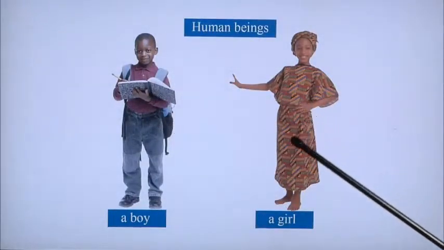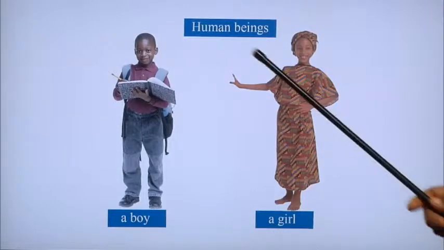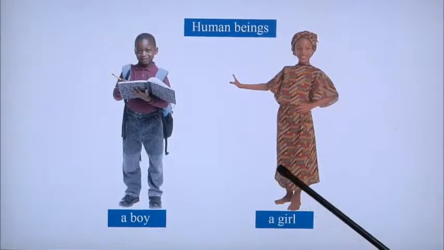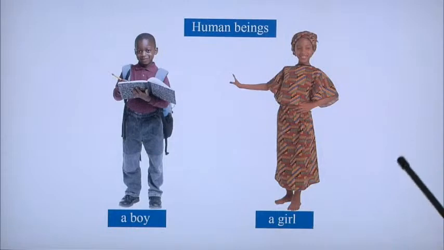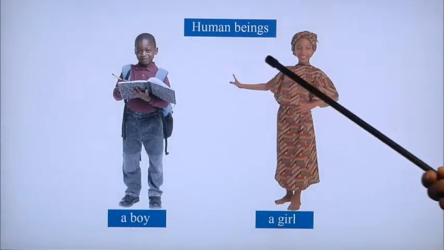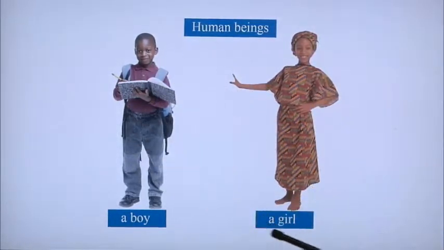We can all see on our screen, we have a boy and a girl. And we call them human beings. You can also have a woman and a man, a baby boy and a baby girl, an old woman, and an old man. We put all together. We call them human beings, and they are all living things. Now let's go to another picture.